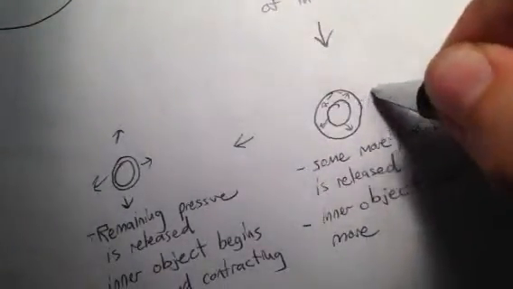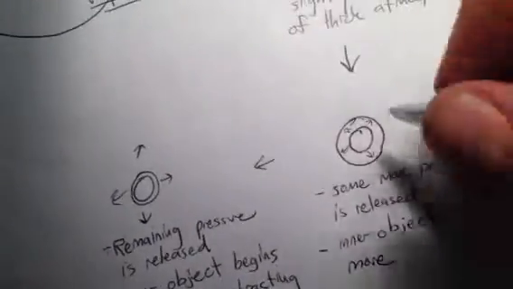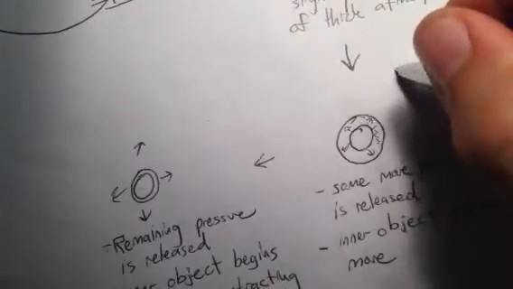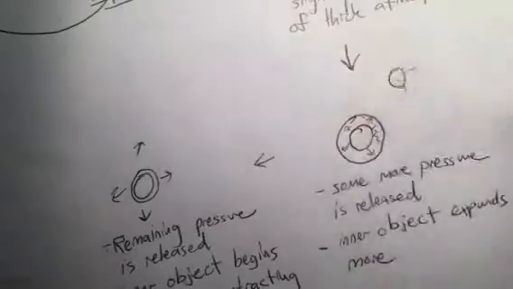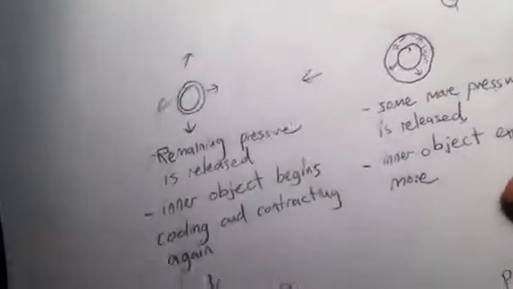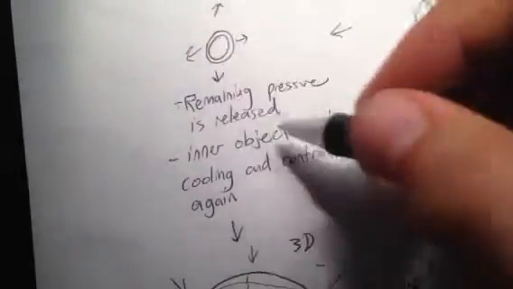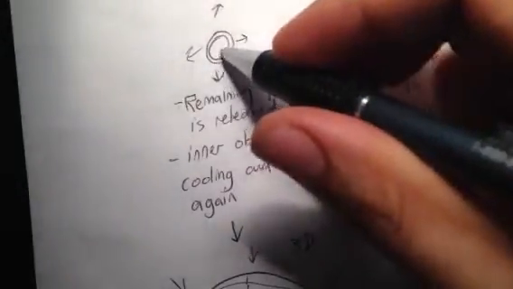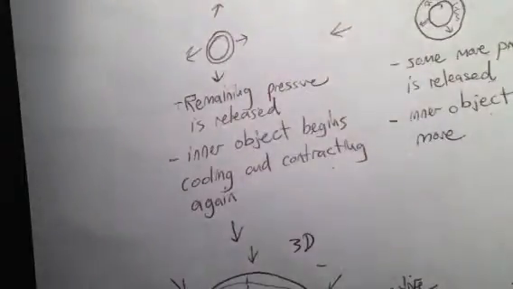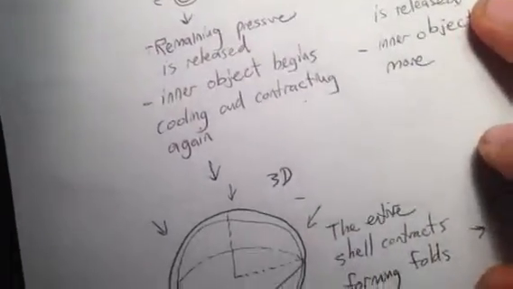Over time, as that thick atmosphere is ripped away, more pressure is released and the inner object expands even more. So you have an object ballooning out, but in very small amounts because it's mostly solid. It's not gaseous in there; it's a little more liquid than gaseous, let's put it that way. Then the remaining pressure is released as the rest of the atmosphere dissipates, and the inner object begins cooling and contracting again. That's where the thermal contraction takes place. When it cools down, it shrinks because the intermolecular motion is diminishing considerably.